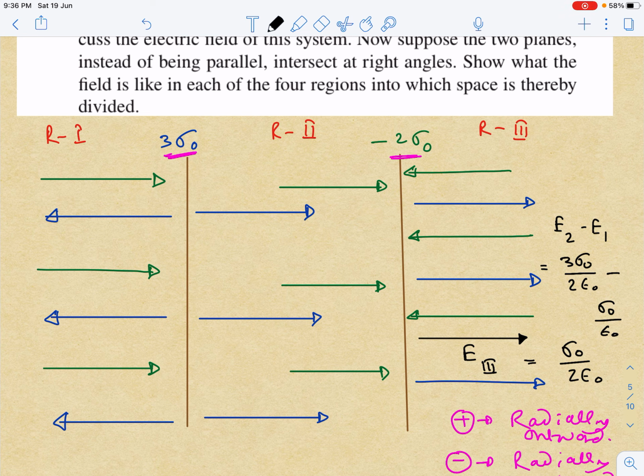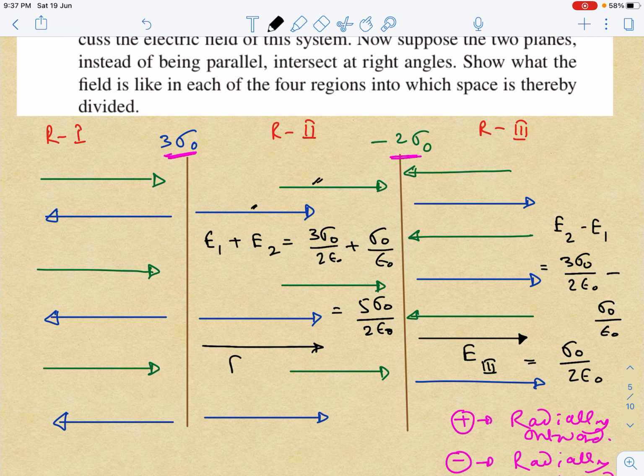In region 2, both are in the same direction. You check E1 and E2, both are in the same direction. So the field here will be E1 plus E2, that is 3 sigma naught by 2 epsilon naught plus sigma naught by epsilon naught. It will become 5 sigma naught by 2 epsilon naught, and this is the direction of the field. So this is E2.